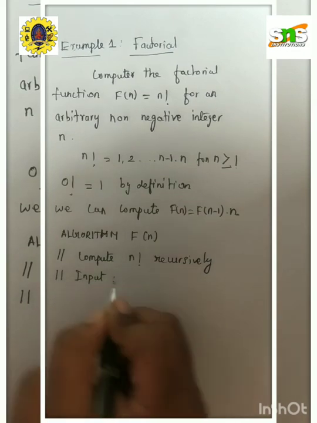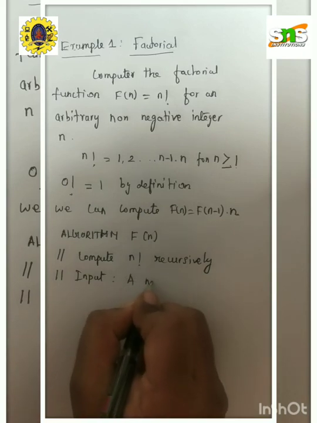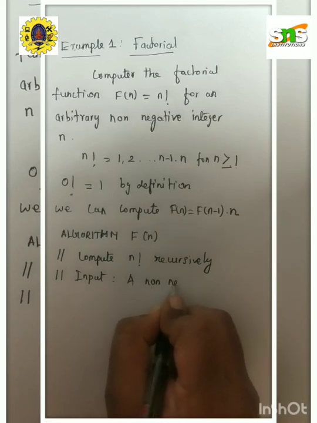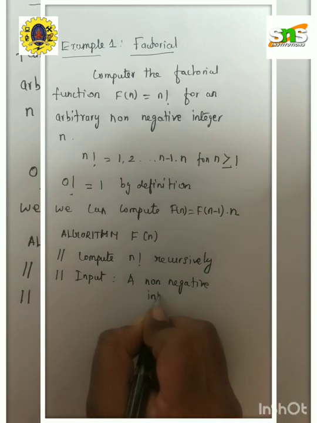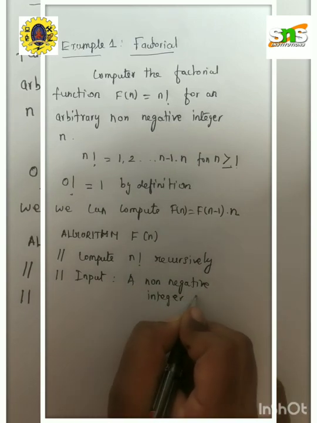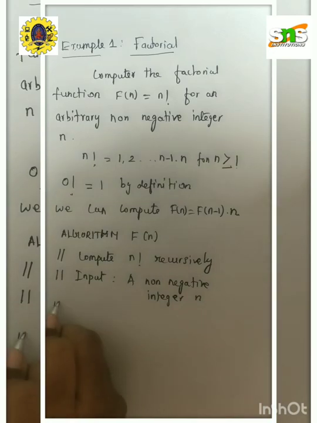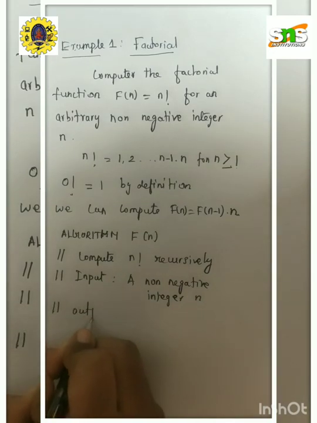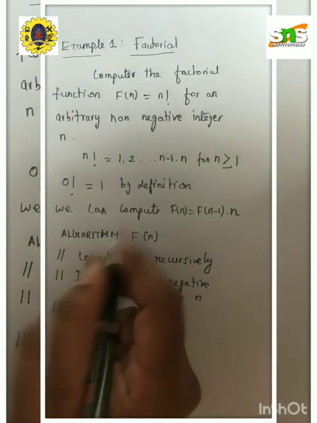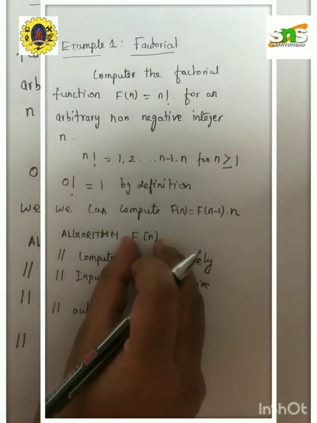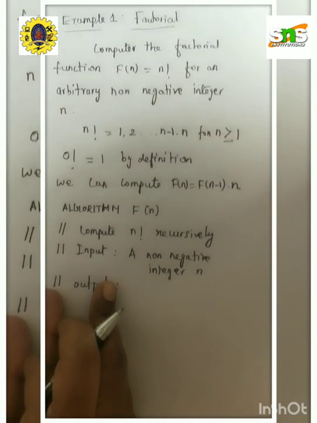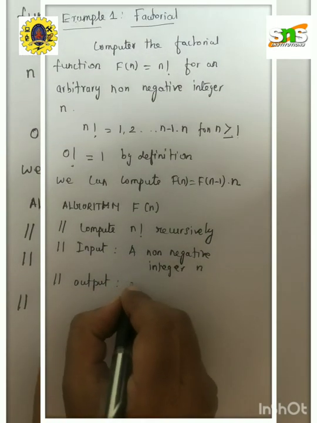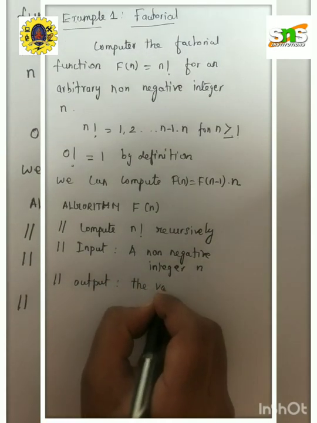Input is a non-negative integer n. Okay, output. This is the way of writing an algorithm: first algorithm, then function name, parameter list, description, input and then output. Output is the value of n factorial.